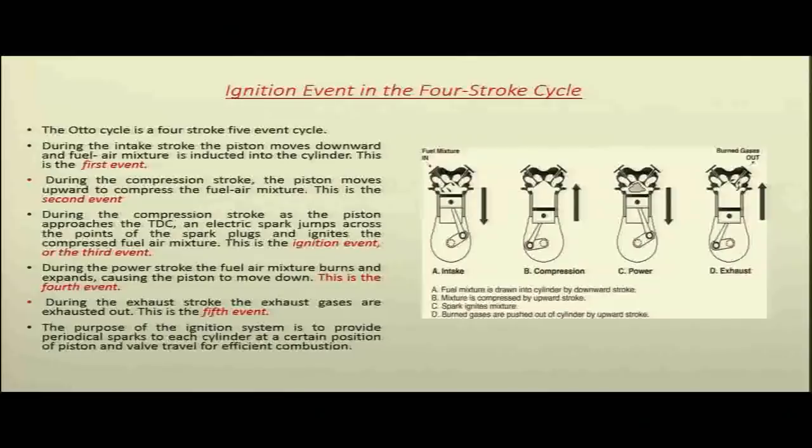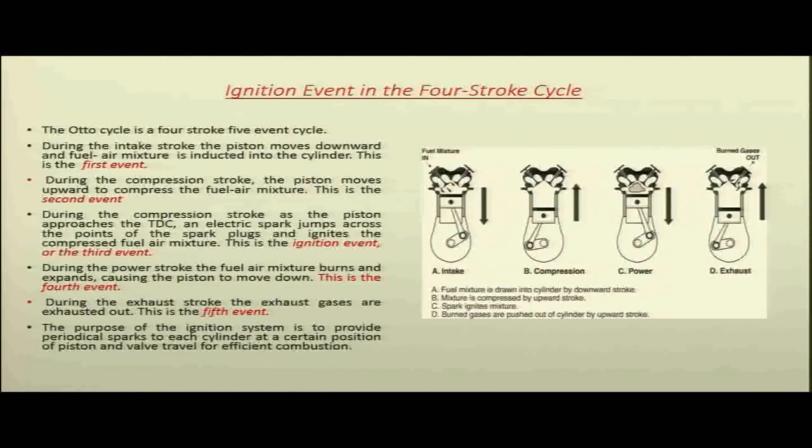Now, the ignition event in the 4-stroke cycle. We all know that the engine is operating on the Otto cycle, a 4-stroke 5-event cycle. During the intake stroke, the piston moves downward and the fuel air mixture is inducted into the cylinders. This is the intake stroke and the first event. During the compression stroke, the piston moves upward to compress the fuel air mixture, and this is the second event. So, the first event is the intake stroke, the second event is the compression stroke where the piston is moving up and the fuel and air mixture is being compressed.